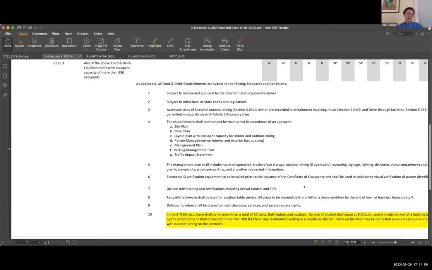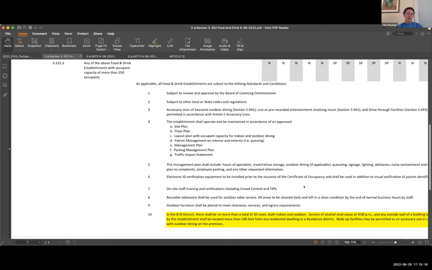So I want to make sure that we are able to maintain some control over hours of operation. And so when you said that, you know, a lot of people would come in for a class one permit and then quickly go to class two, there was a reason, I think, for having that class one classification.